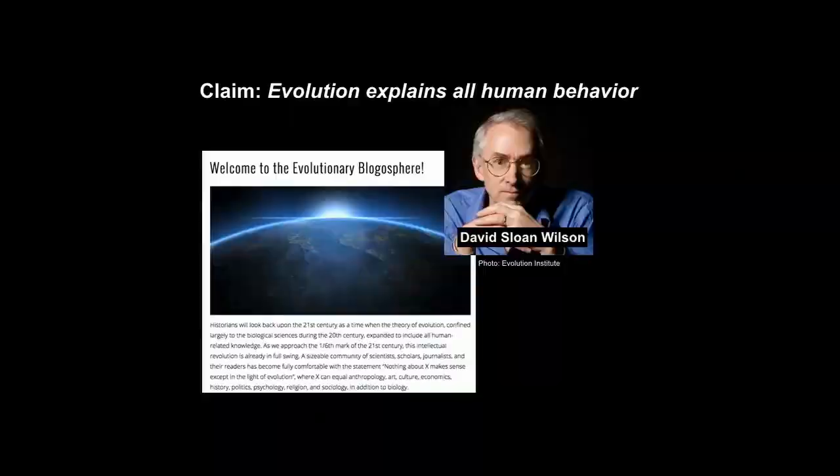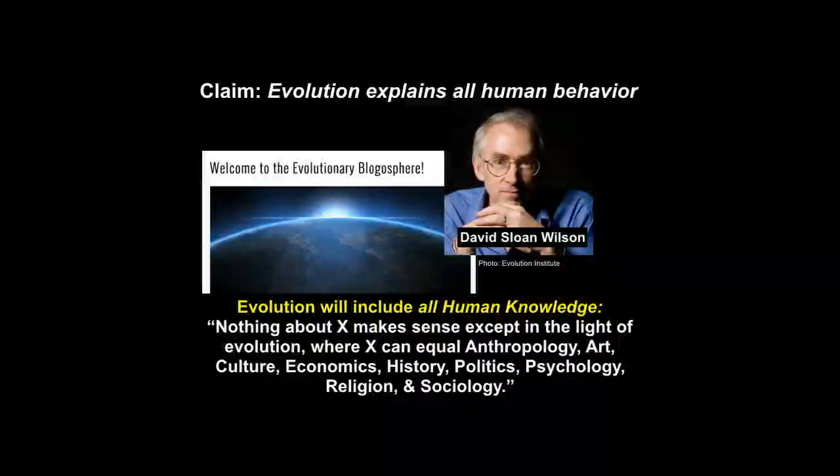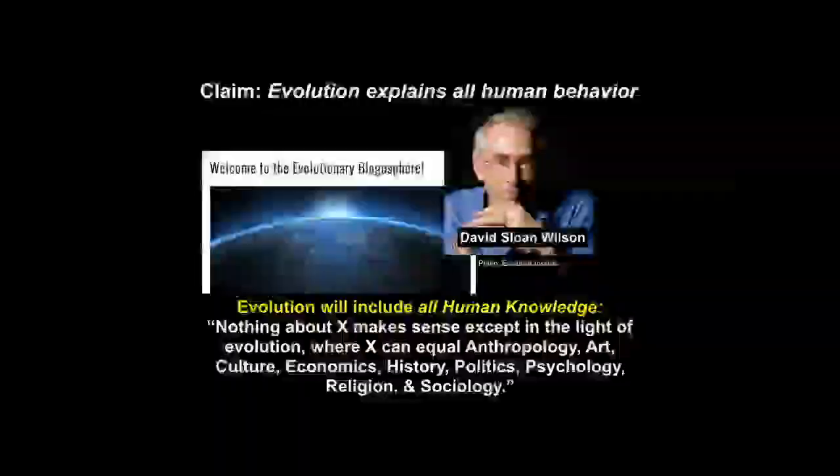Among evolutionary psychologists in particular, you see a claim repeated over and over again. David Sloan Wilson in New York is one of those who makes that claim, and that is that evolution can be used to explain all human behavior. And David has written the following: evolution, as we learn more about it, will include all human knowledge. And he wrote, nothing about X makes sense except in the light of evolution, where X can equal anthropology, art, culture, economics, history, politics, psychology, religion, and sociology.